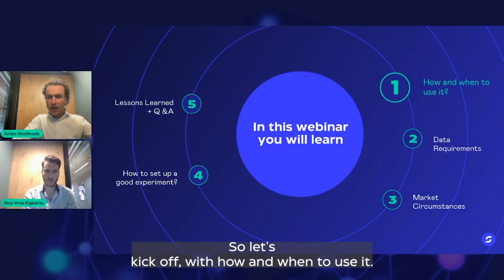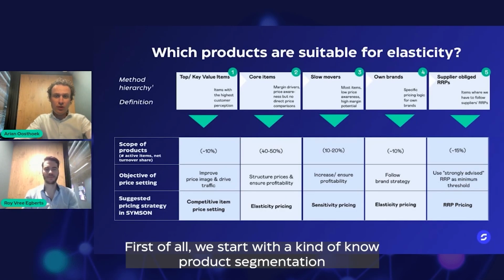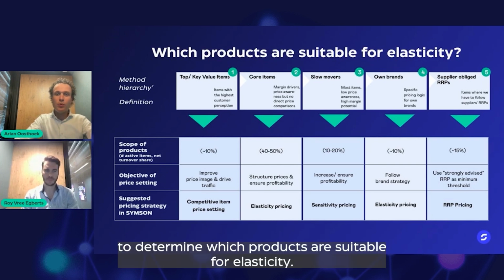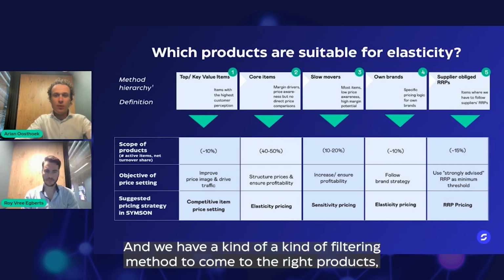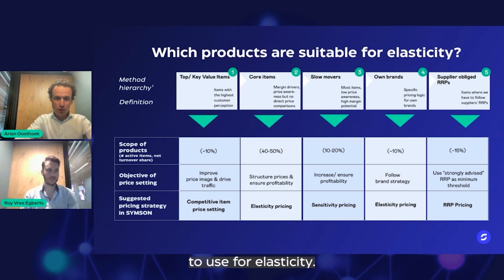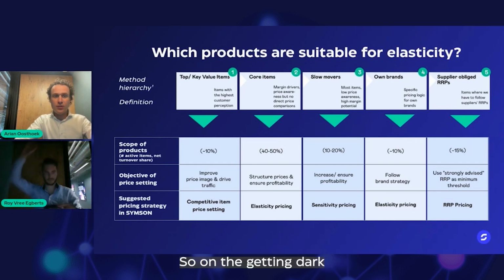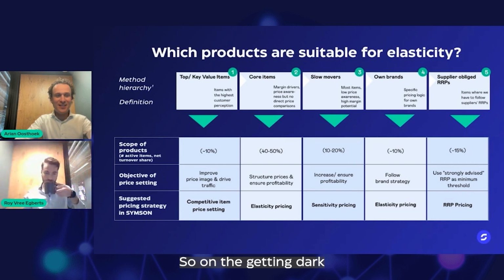So let's kick off with how and when to use it. First of all, we start with a kind of product segmentation to determine which products are suitable for elasticity. And we have a kind of filtering method to come to the right products to use for elasticity.